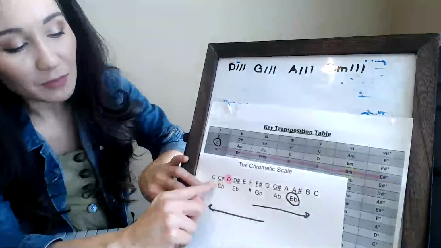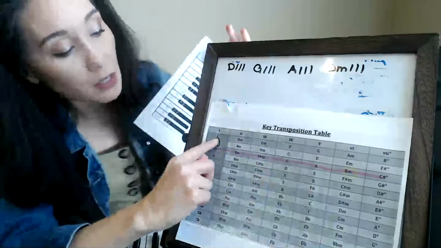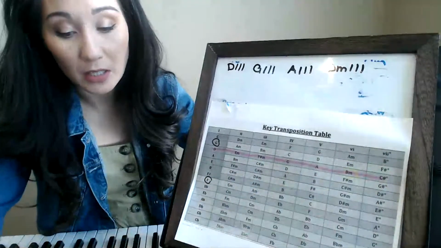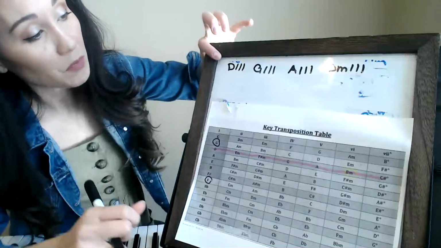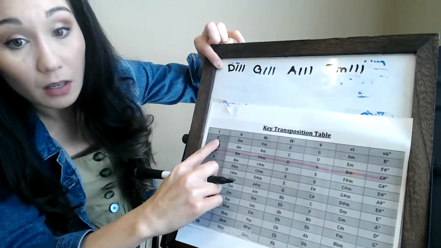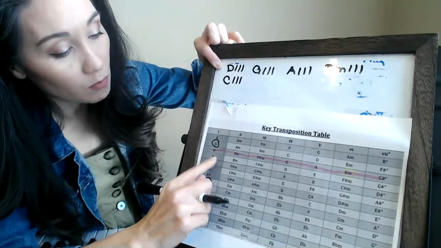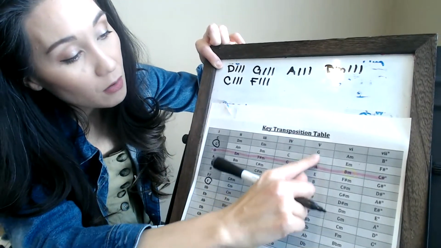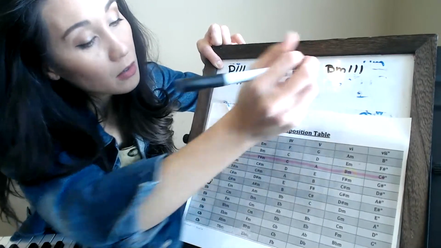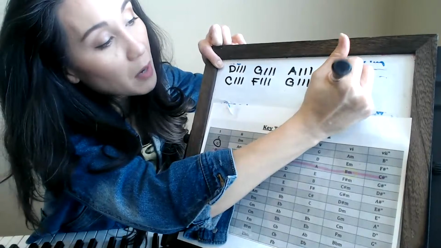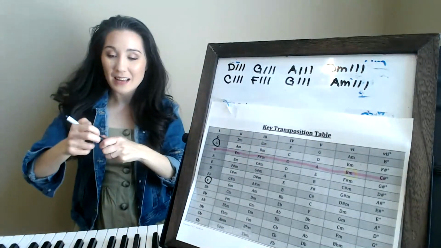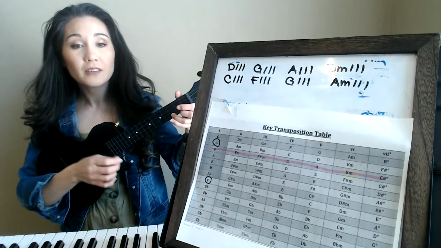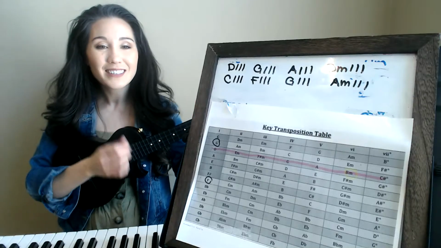So let's move another one. C. Okay, let's look at the chords in the key of C. C, D minor, E minor, F, G, A minor, B diminished. Okay, that looks a little better. Let's try it. Every D will now be a C. Every G will now be an F. Every A will now be a G. Every B minor will now be an A minor. I'm going to play that chord progression. Okay, so C, F, G, A minor.